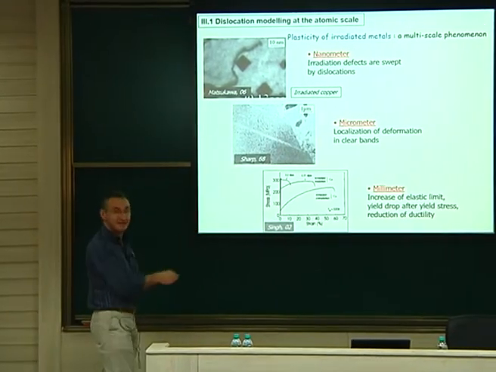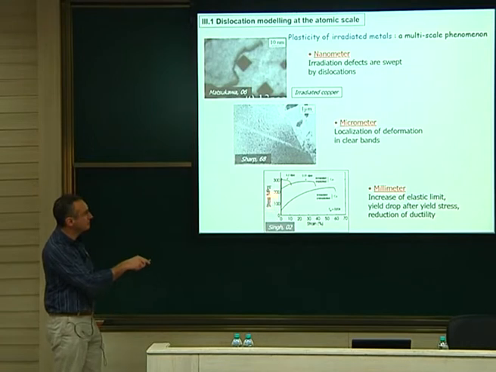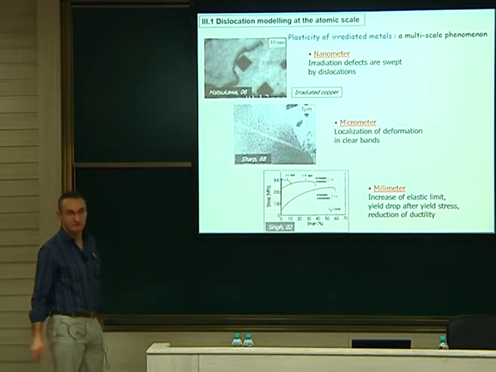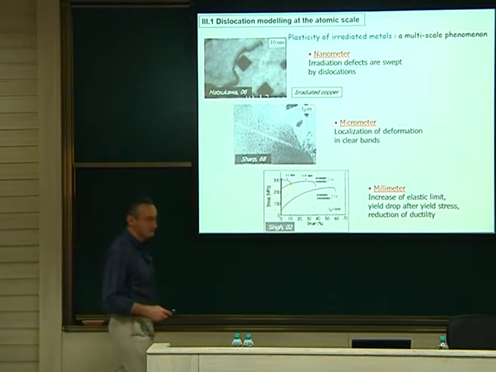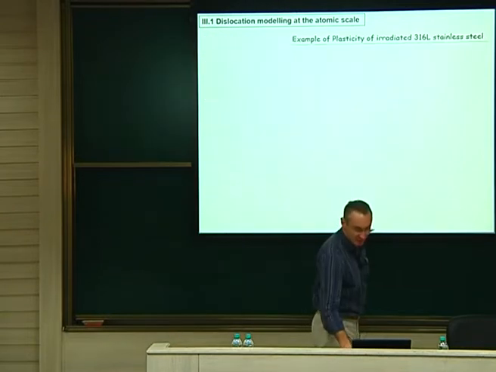This will lead to shear bands. Exactly. These clear channels will correspond to the shear bands like that. That will localize plasticity. I will show you this now in detail. So this was for copper.